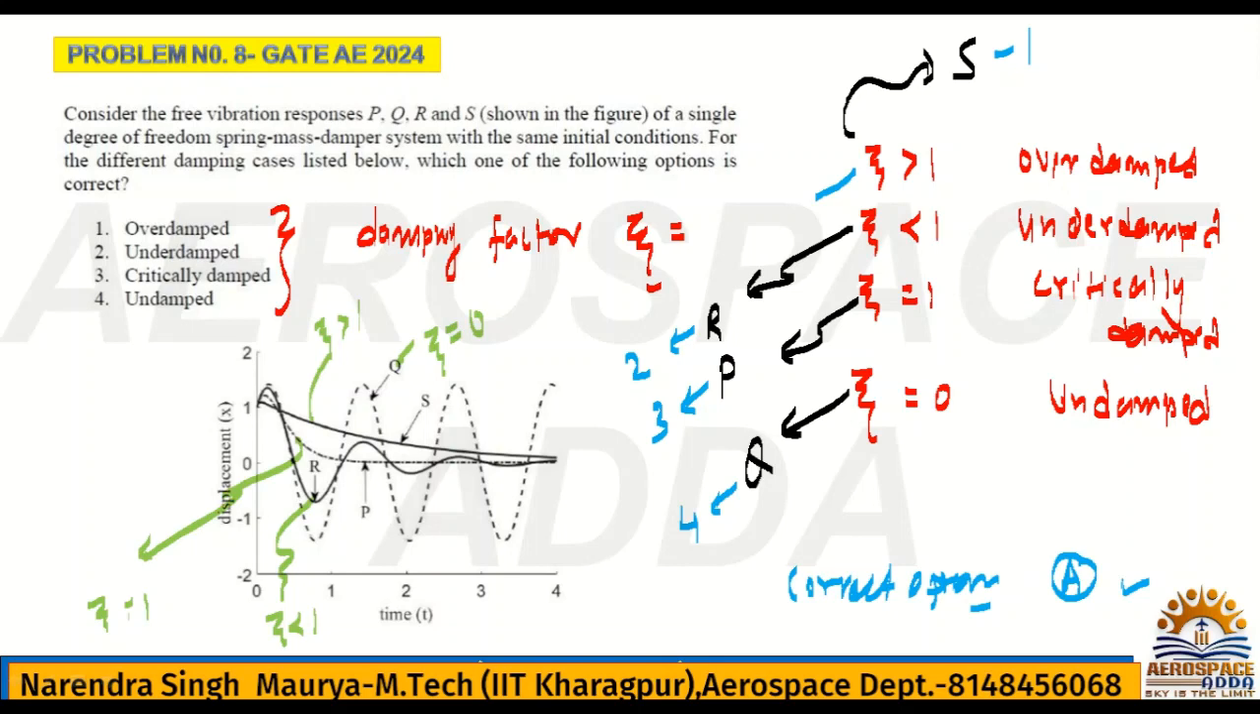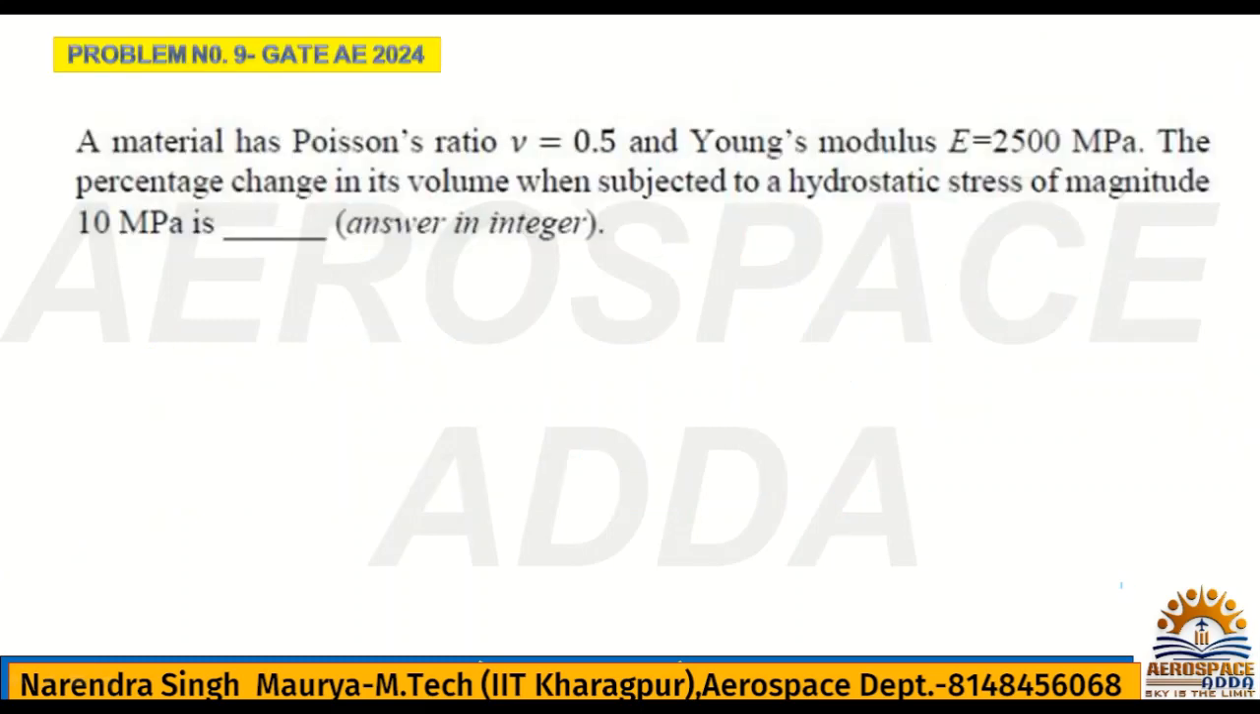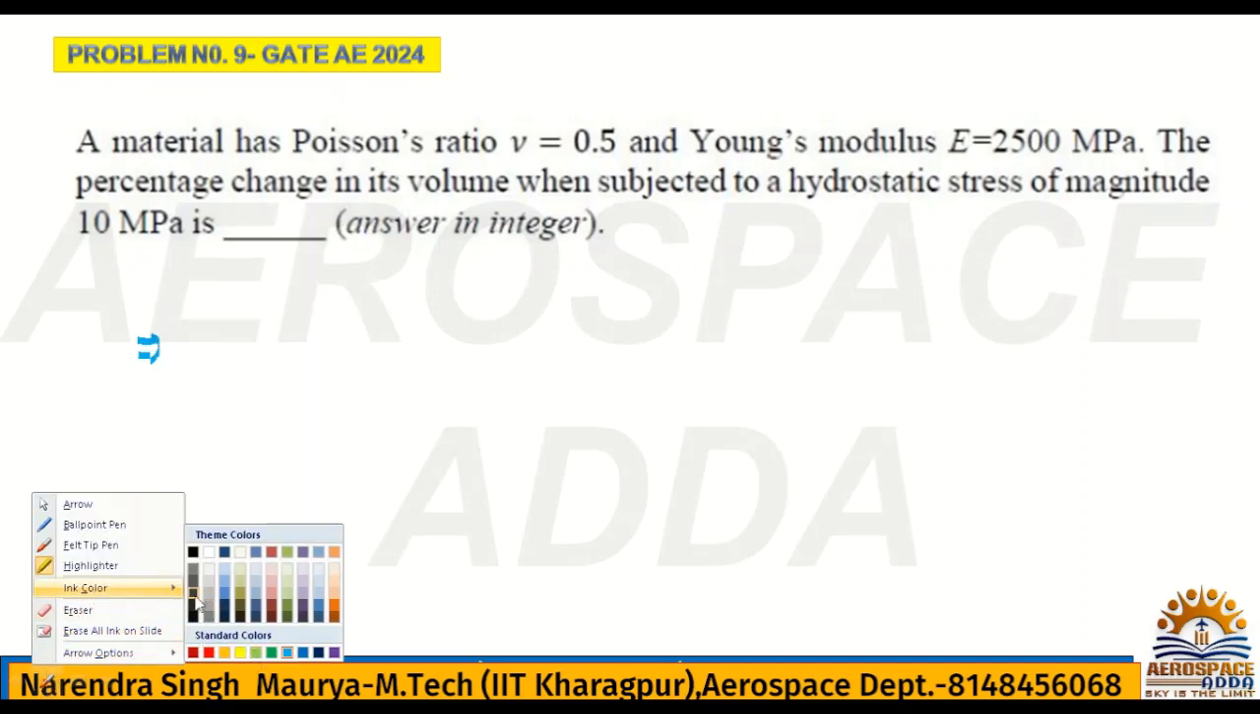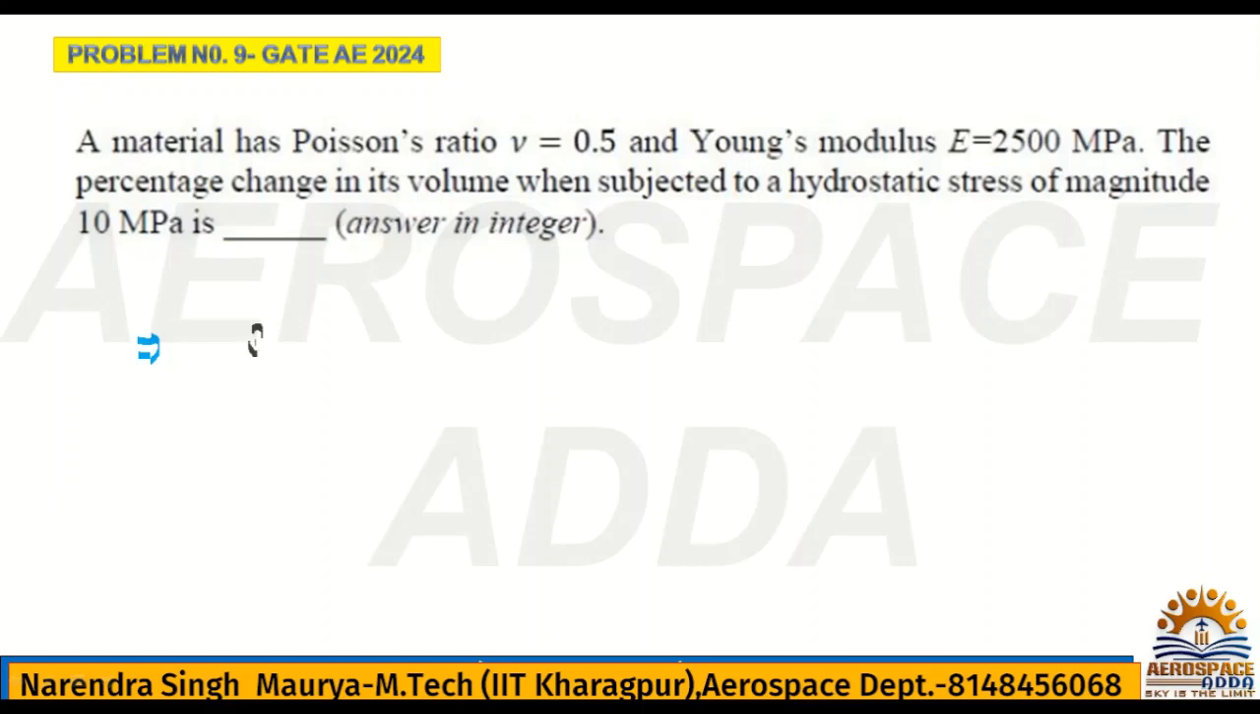It's simple only, right? All right. The material has Poisson's ratio. Check for this. They said the Poisson's ratio is 0.5, and Young's modulus E is given in megapascal. They are asking for the percentage change in volume when subjected to hydrostatic stress.